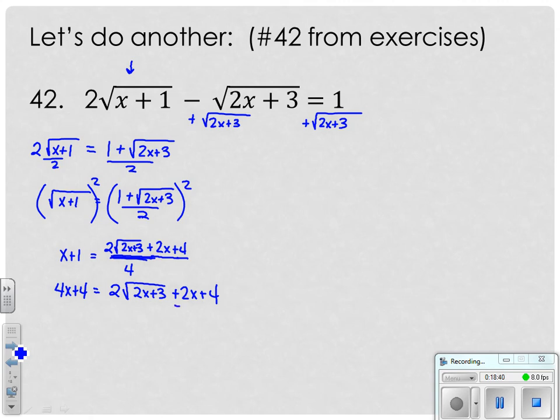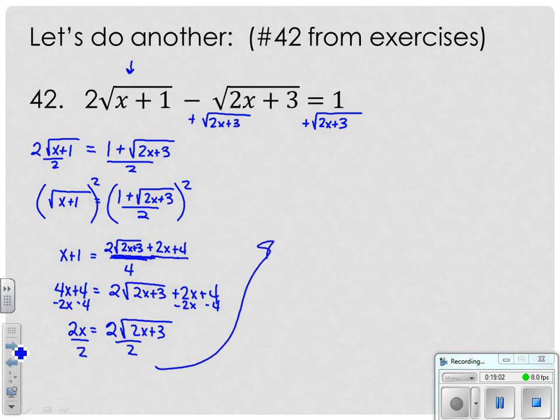So I'm going to subtract 2x from both sides. And I'm going to subtract 4 from both sides. So now I'm here. I can come back here and get rid of that 2. Divide both sides by 2. And I'm looking at, come up here, x is equal to the square root of 2x plus 3.